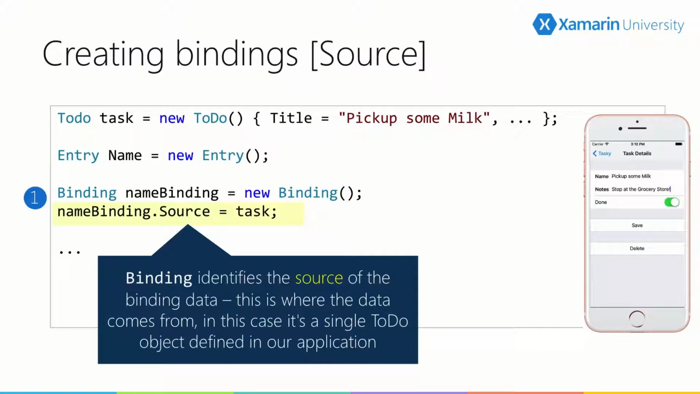Let's start at the very top. We first have our model object here. In this case, it's a task. This task has got many properties. One of them is shown here. It's the title property. Up next, we have our UI element. Here in this case, it's an entry field. We then create our binding. And we tell the binding, number one, where to get its data from. The first ingredient, that's our source. And we just point the source to our task object.